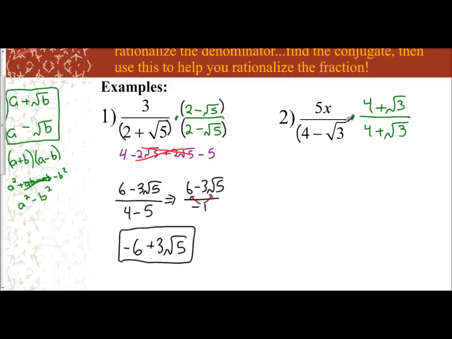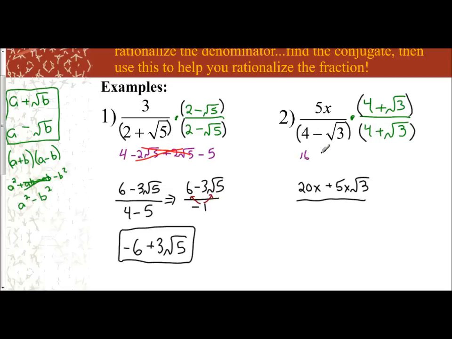Anything that's a binomial gets parentheses put around it to assist me with distributing, and then I distribute. Distributing the top, easy, 5x and 4, 20x. 5x times radical 3, well, that's just 5x radical 3. Distributing the bottom. It involves a little thinking at first, and then we'll probably see a shortcut in the next example set. What you do is you take 4 times 4, and that gives me my 16.